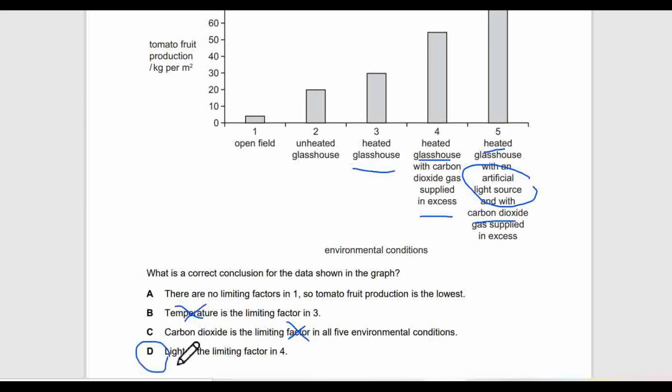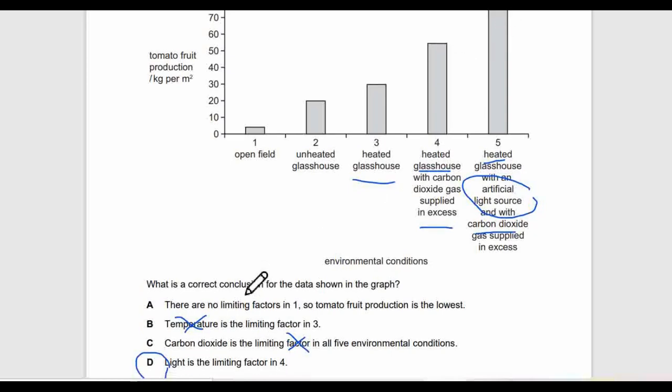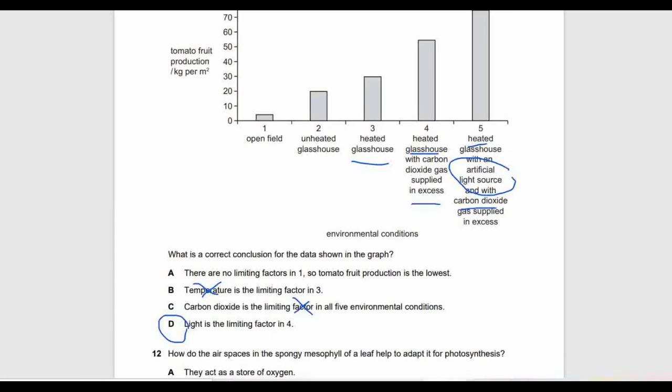Now why is D correct? Light is the limiting factor in 4 because 4 and 5 have the same heated glass house and excess supply of carbon dioxide, but in 5 the production is more since in 5 it is given an artificial light source. So light is the limiting factor that causes number 4 to be less compared to 5. That will be the answer. Number 11 is D.